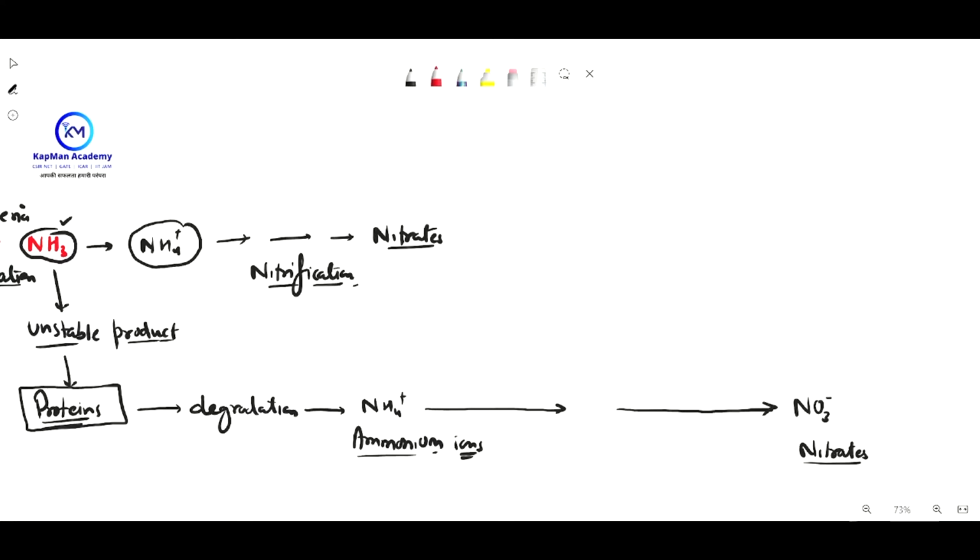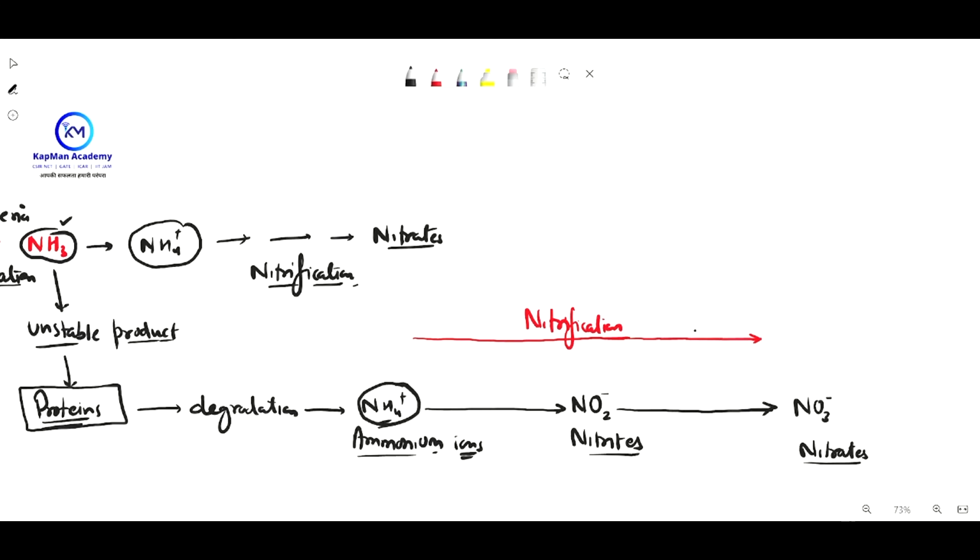But this is a two-step process. The whole nitrification process is a two-step process. The conversion of the ammonium ion into NO3 is totally a two-step process. In the first step, NH4 will be converted into NO2 ions. These are actually nitrites. So nitrification is a two-step process in which the ammonium ion is first converted into nitrites, and after that it will be converted into nitrates.